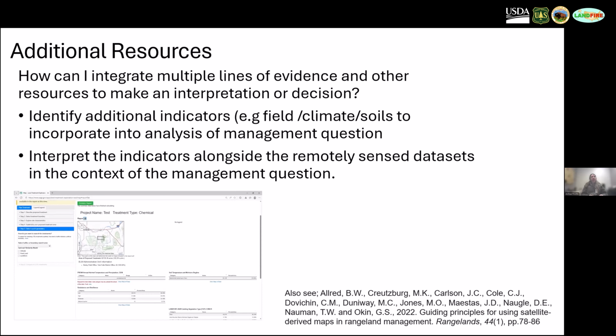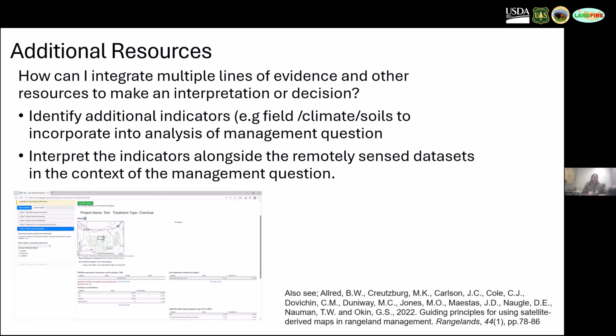You may also want to indicate additional indicators of change, or changes that may affect fuel, for example, climate, weather, soils. Again, these are all local knowledge things. And then also interpret indicators alongside remotely sensed data in the context of management questions.